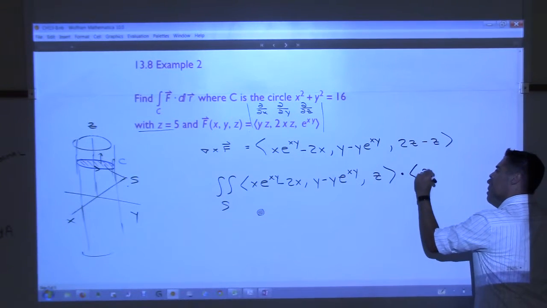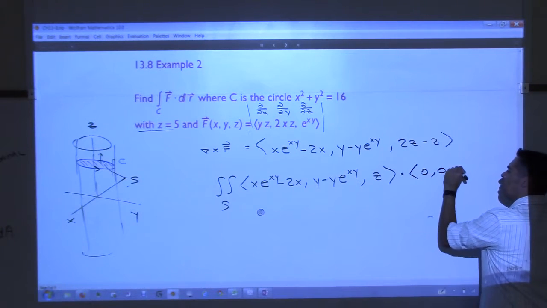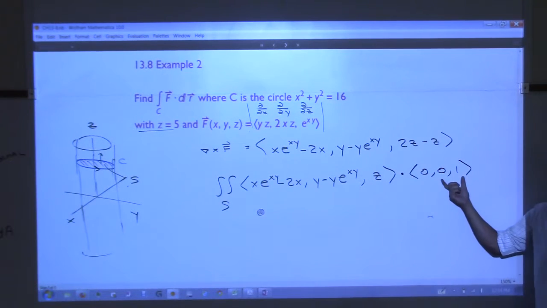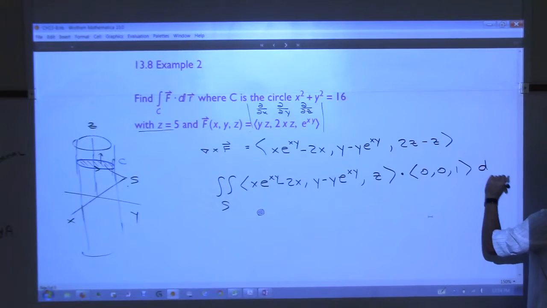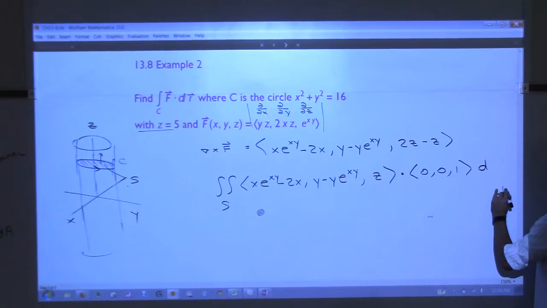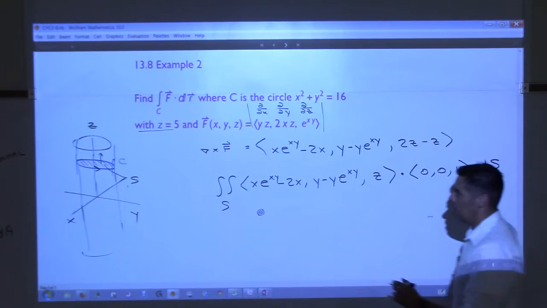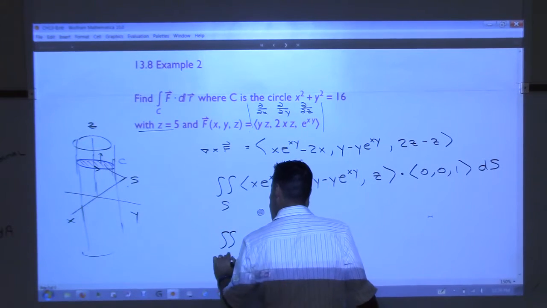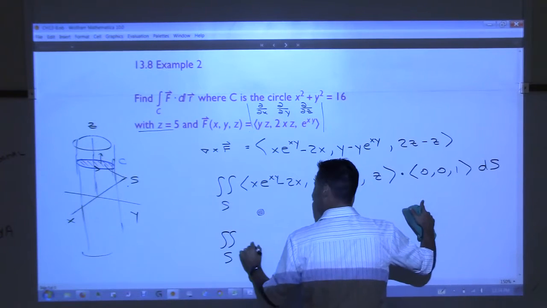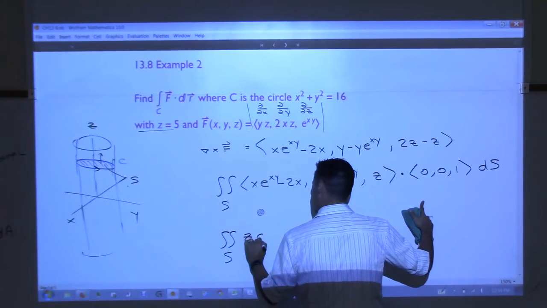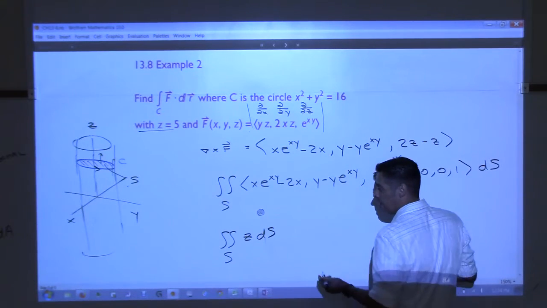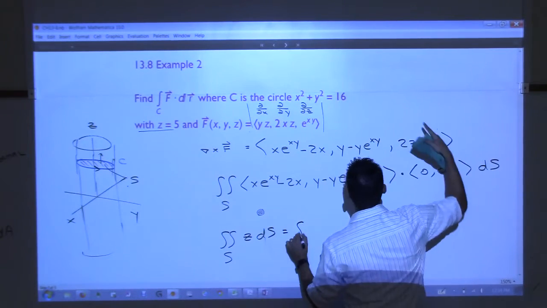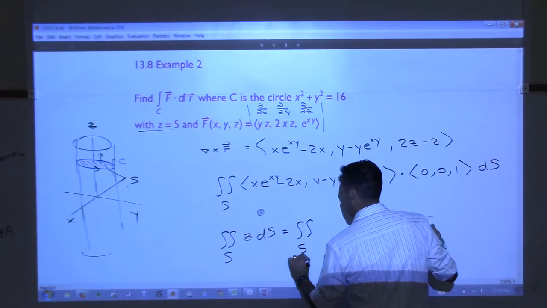Dot. And I'm not concerned about having to scale this because this is a unit vector already. ds. Okay. Now, when we dot that, it just becomes surface integral over S of z dS, capital S, which is just what? 5. It's just 5 because z is 5. I erased it, but z is 5.